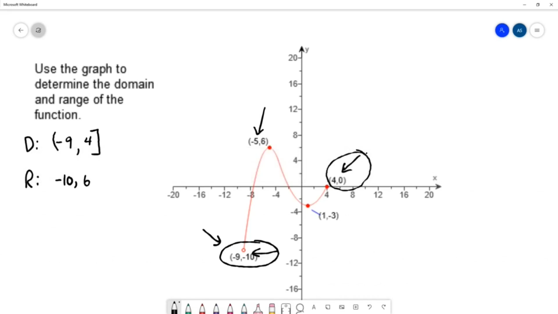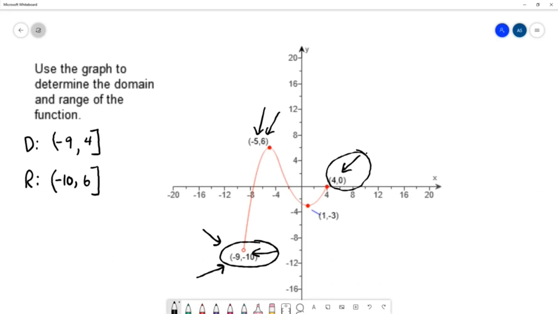So once again, interval notation uses parentheses when the value is not in the set, and brackets when the value is in the set. Because this point has an open circle, that point is not included in the graph, and we should not include it in the range. This point has a closed circle, and it is included in the graph, and we should include it in the range.